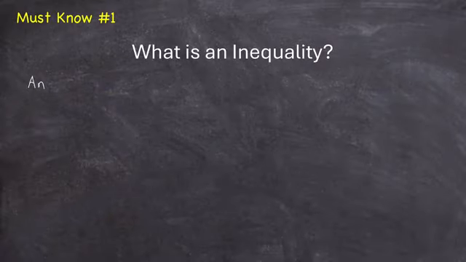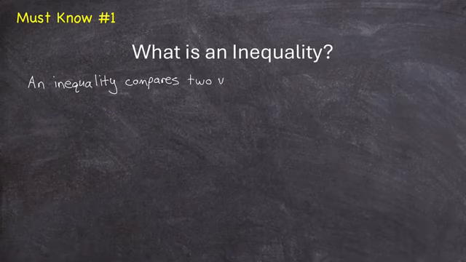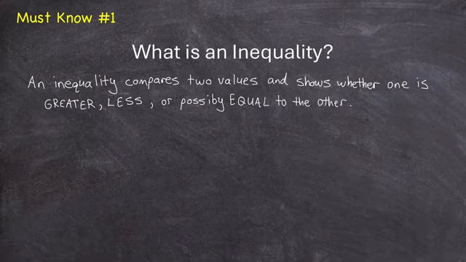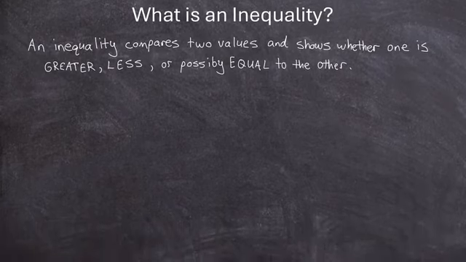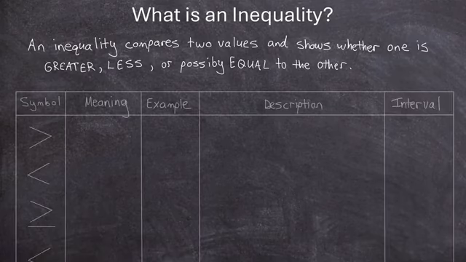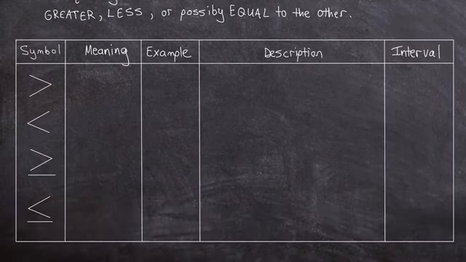Starting with the definition, an inequality compares two values and shows whether one is greater, less, or possibly equal to the other. And now let's fill out a chart where I'm going to show you the 4 different symbols that are used when writing inequalities. And now in this table that I've created, let's look at what all 4 of these symbols mean.